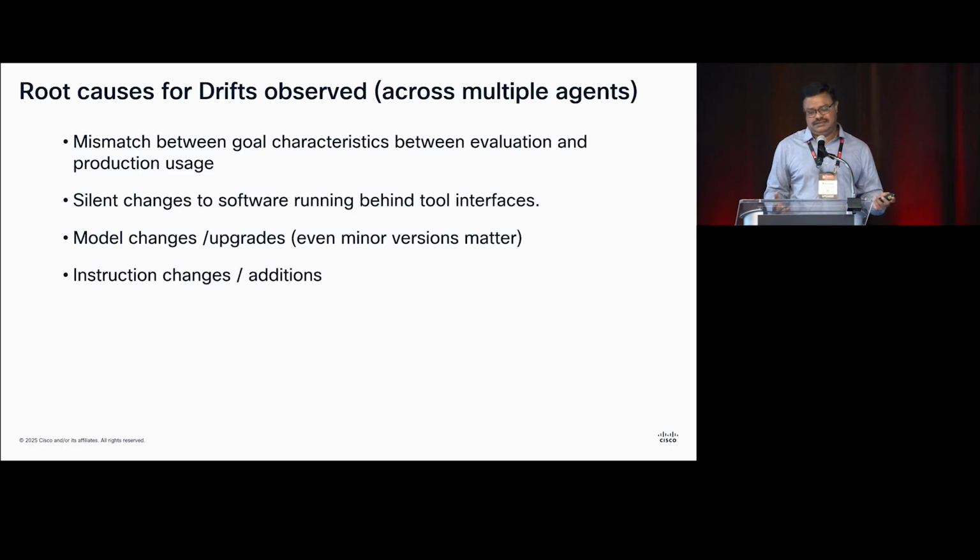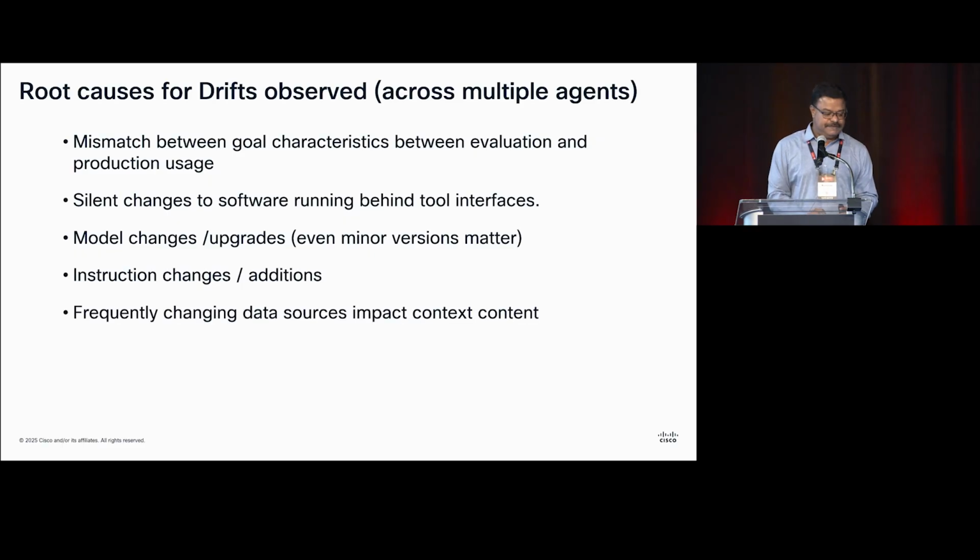Instruction changes, this is a given. Sometimes this keeps happening, like I found one bug and I'm going to fix it by adding one small instruction, an additional sentence in my instruction. And should we bypass the evaluation? No, it can cause drift too, because it can change how your model behaves.